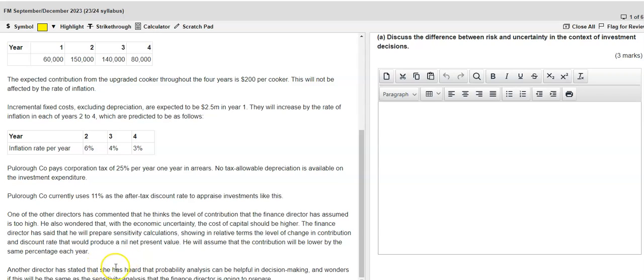Okay. Another director has stated that she has heard that probability analysis can be useful in decision making and wonders if this will be the same as the sensitivity analysis that the finance director is going to prepare. So that was the question. So number 1, discuss the difference between risk and uncertainty in the context of investment decision. This is a very easy question, to be honest. An examiner has already asked in many of the previous past paper questions.